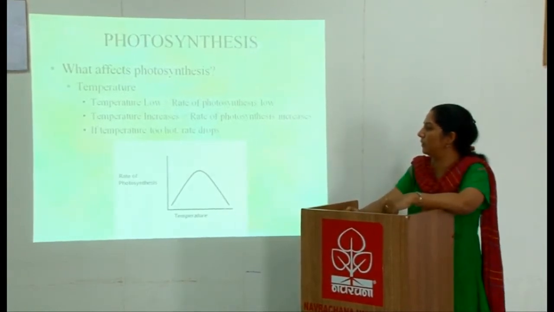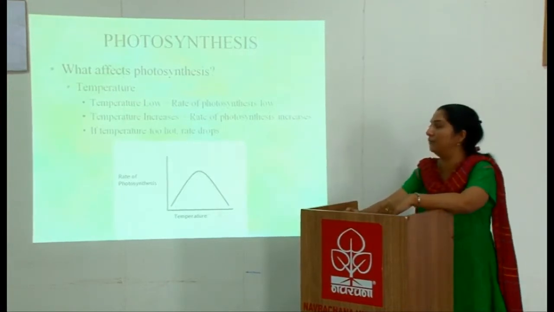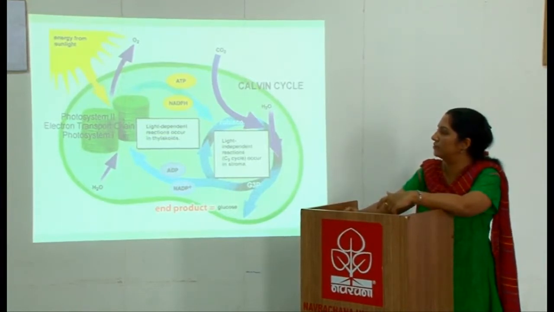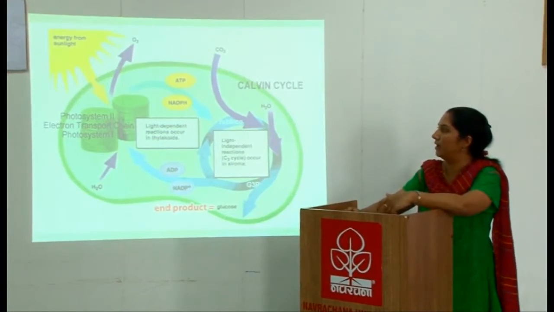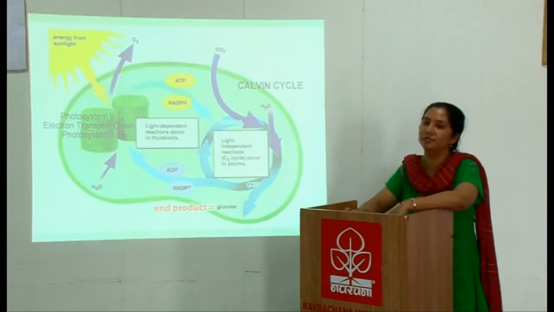As you can see the curve over here, at low temperature it is low, and at high temperature it is high, but if the temperature is too hot, the rate drops. And this is in short the Calvin reaction. So here it happens in the thylakoid and this happens in the stroma. So here this is the light dependent and here the light independent reaction where the end product is glucose with the help of ATP and NADPH. So this was in short what photosynthesis is all about.